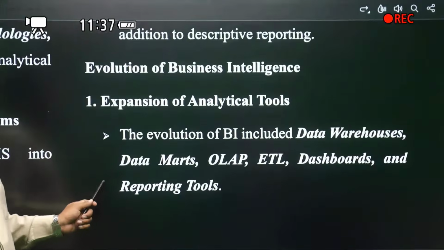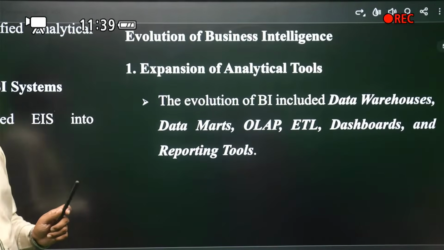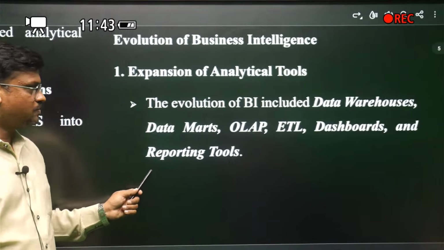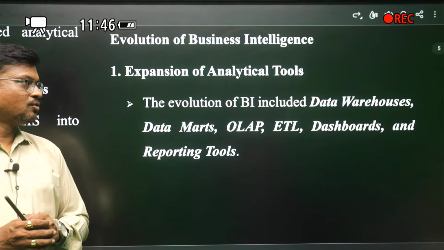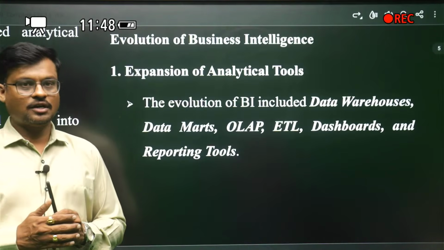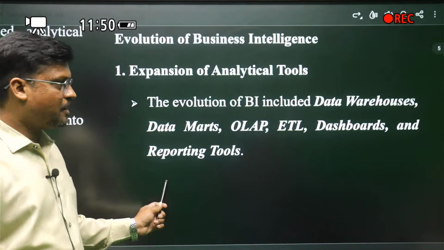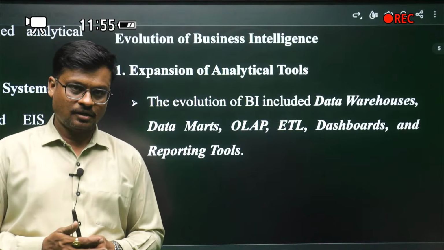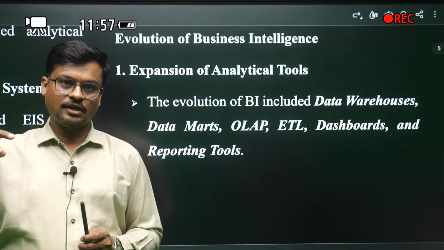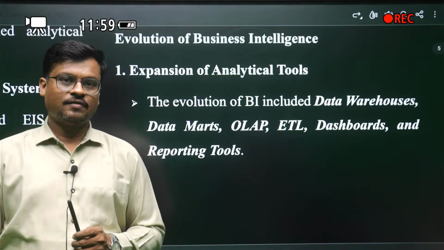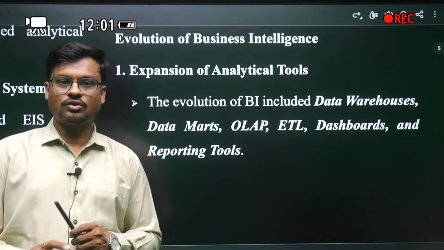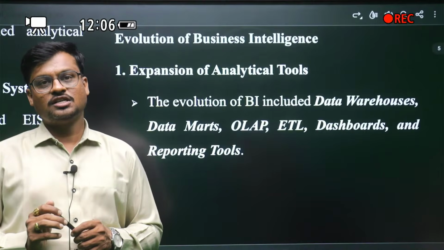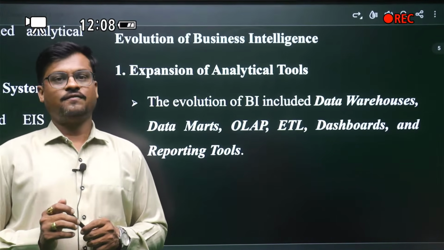Evolution of business intelligence. Hope you are able to understand all these things, right? The expansion of analytical tools: the evolution of BI included data warehouses. A data warehouse is a subject-oriented, integrated, time-variant, non-volatile collection of data. In databases, we store data which is related to each other, whereas in a data warehouse, we store heterogeneous records. What will we be storing, dear? Heterogeneous records in your data warehouse.